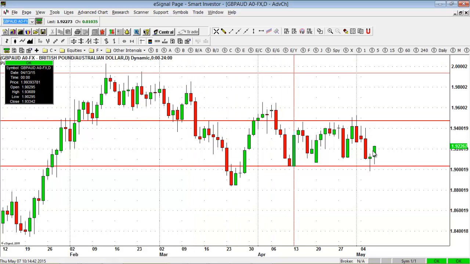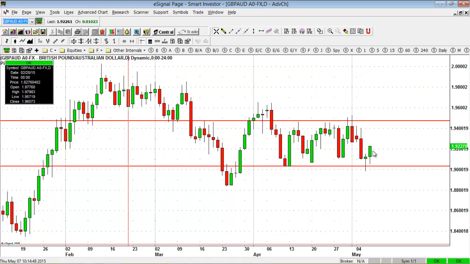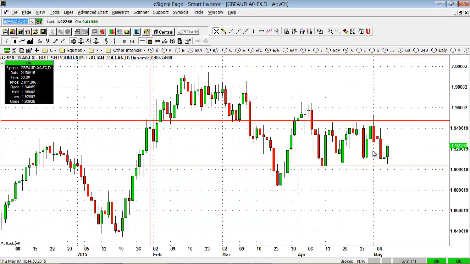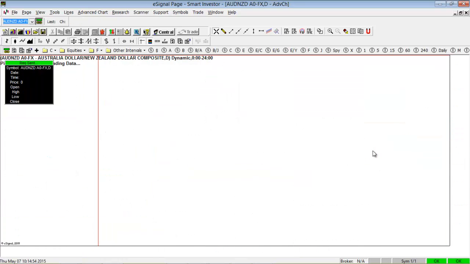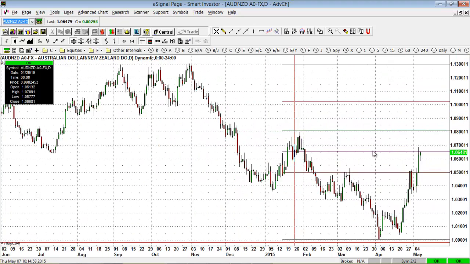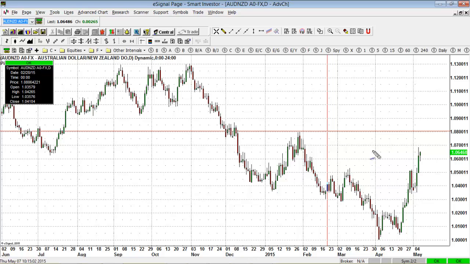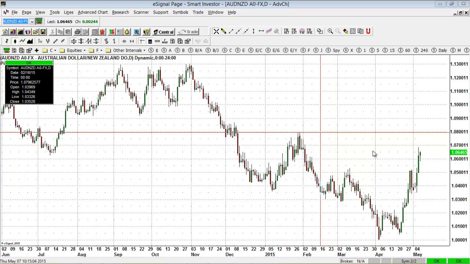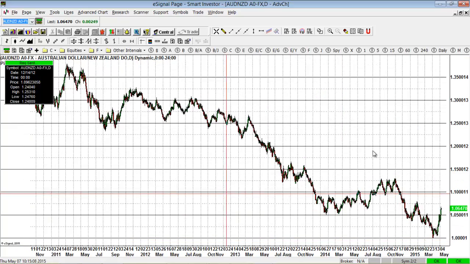Taking a look at another market that is of interest, the Australian dollar, New Zealand dollar. As you can see, this market was, or just let me bring out the larger trend.